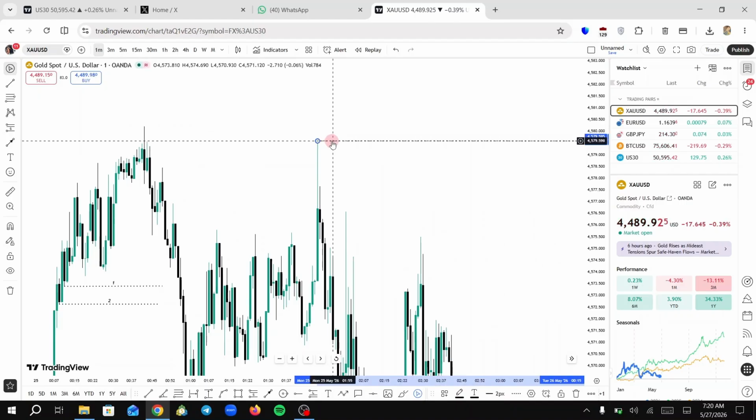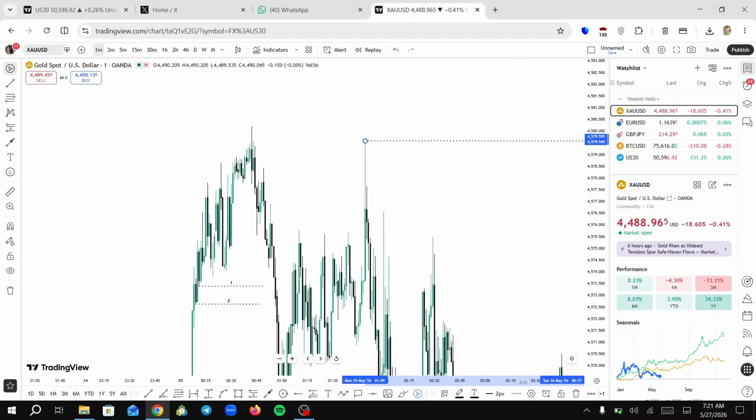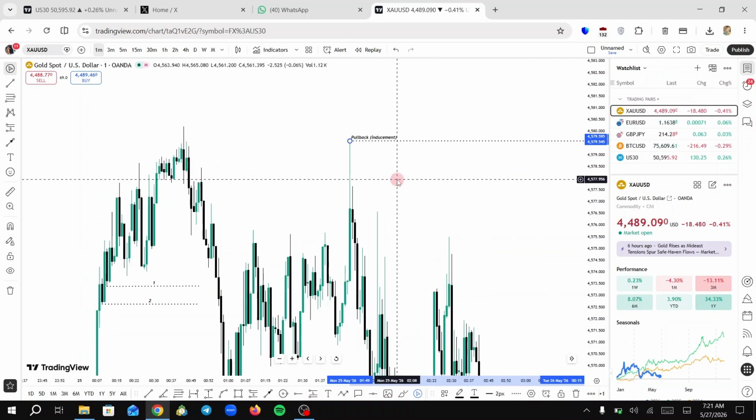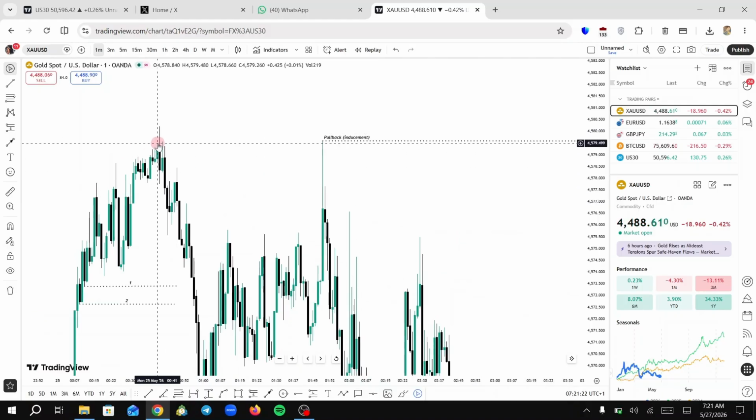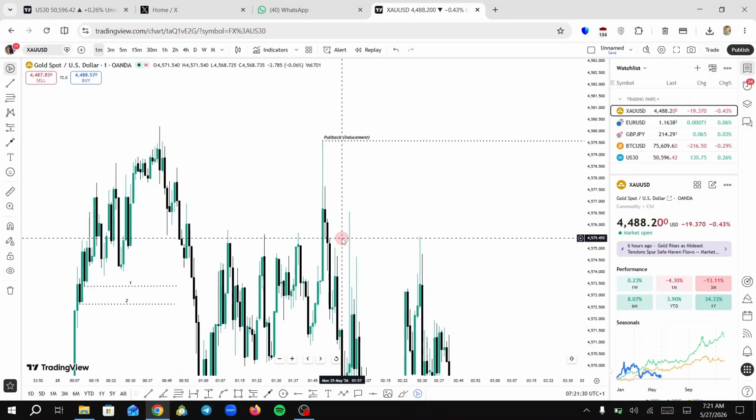Let me write pullback here. Pullback, which is going to serve as your inducement. So this pullback is the one that is going to serve as your inducement, a very, very valid one. Now, as you can see, we don't have an order block here, and neither do we have a fair value gap. No momentum is left here, right? Most of the momentum has been cleared by the pullback, right?